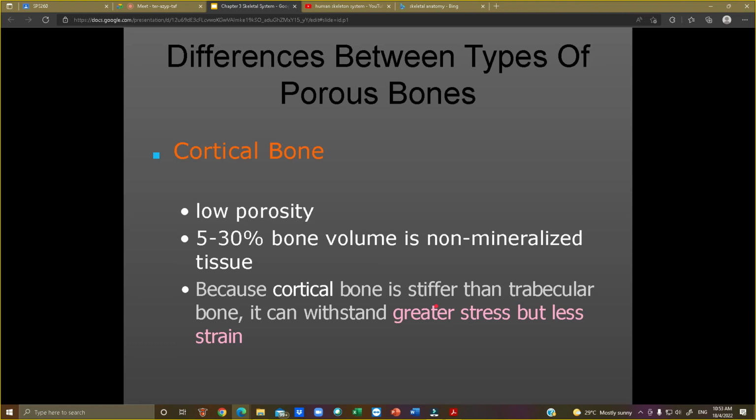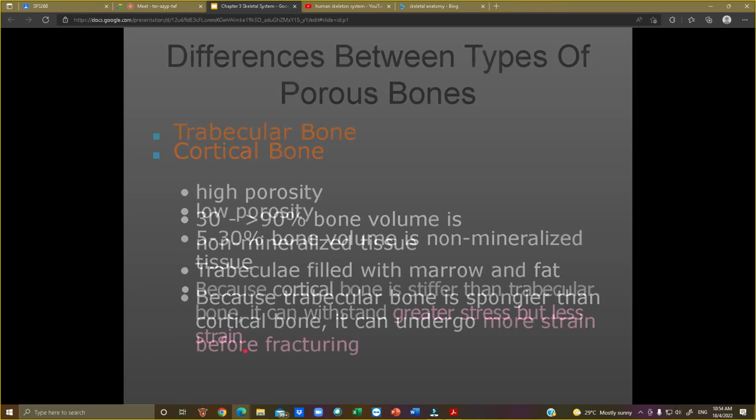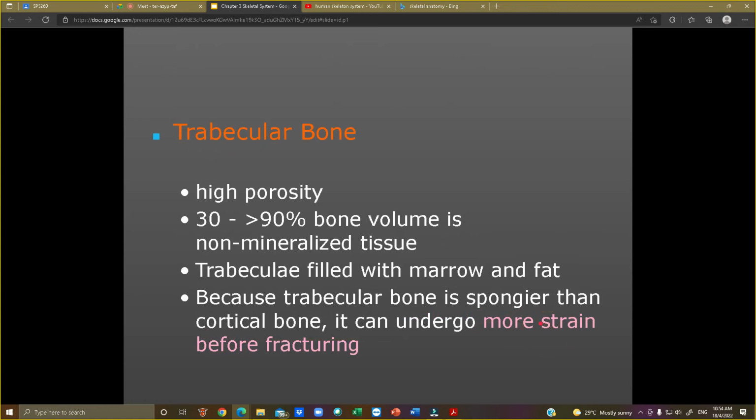When we push, stress. When we pull, tension. When we push, stress ataupun compressive. When we pull, tension. Okay, tu dua beza. Can withstand greater stress but less strain. Strain is pulling. Tension. Ini yang kedua tadi. More strain for trabecular, means trabecular is able to withstand strain. We pull. And when we pull, sometimes we rotate, torque.